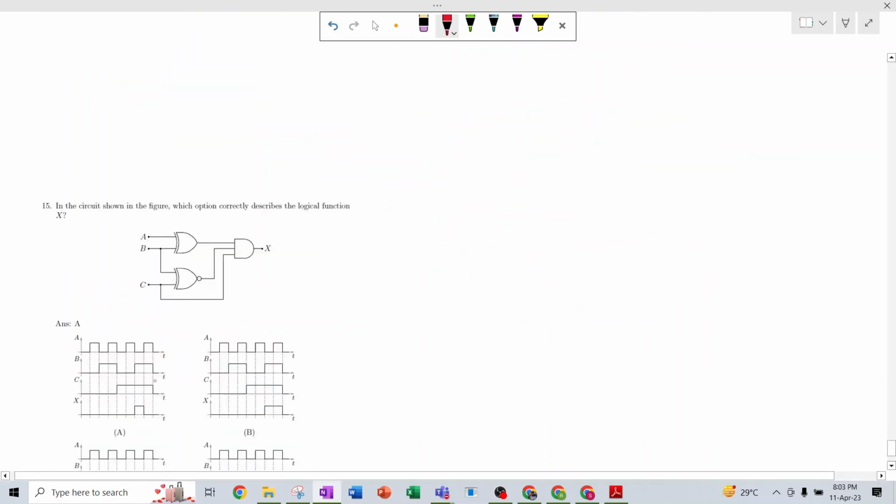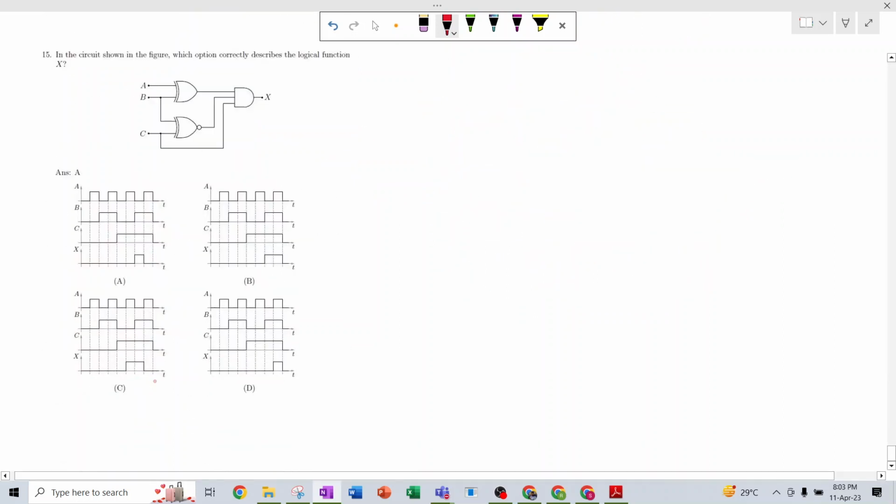Okay, fine. So moving to the last question. So this is the last question. In the circuit given in the figure, which option correctly describes the logical function of x? So we have already discussed this kind of problem.